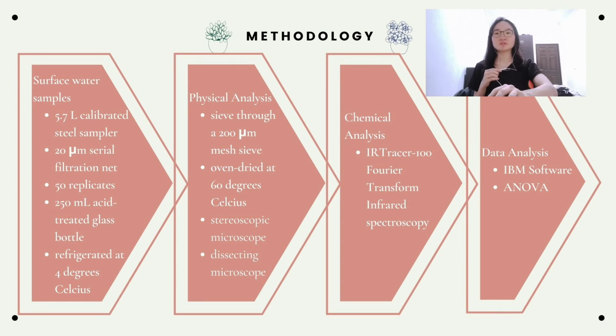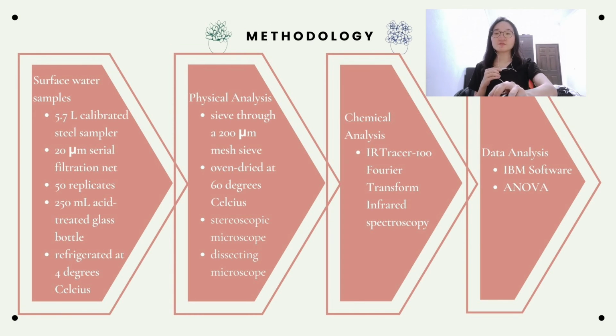For the physical analysis, the samples will be sieved through a 200 micrometer mesh sieve. All the debris with a size larger than 5 mm will be discarded. The particles will then be transferred into a petri dish and oven dried at 60 degrees Celsius. Next, the particles will be observed under a stereoscopic microscope at 50 magnification and identified visually based on their color and shapes. The identified microplastic will be placed in a 250 ml glass bottle for further analysis.